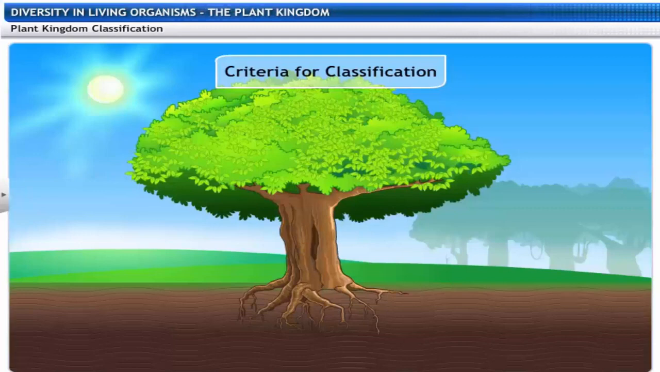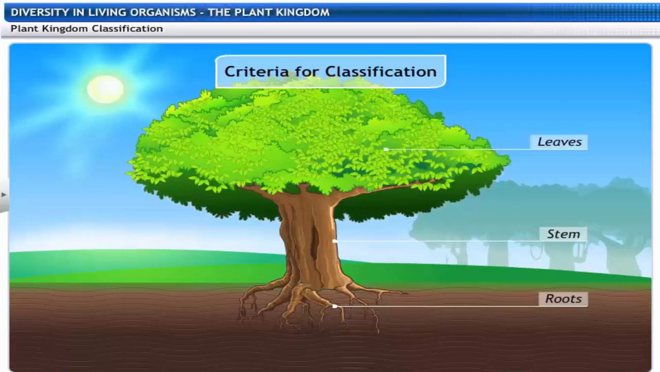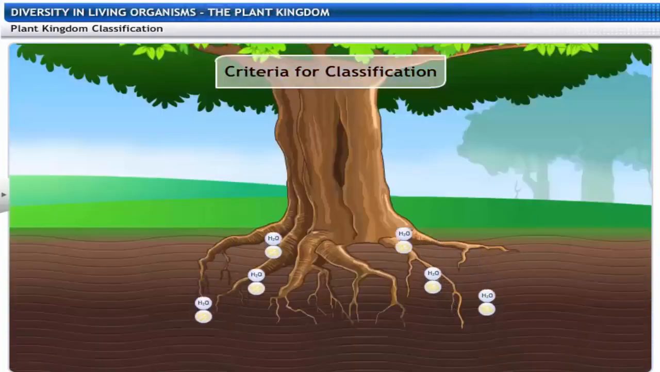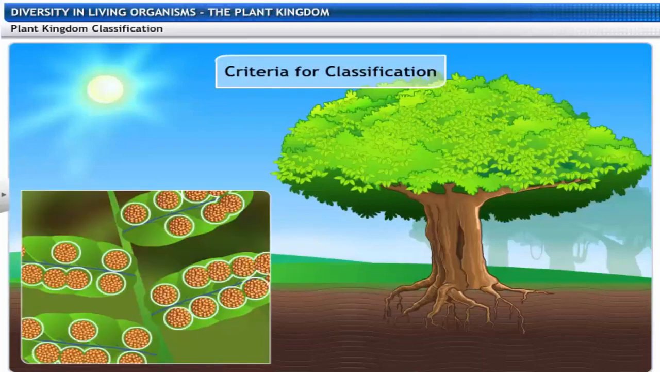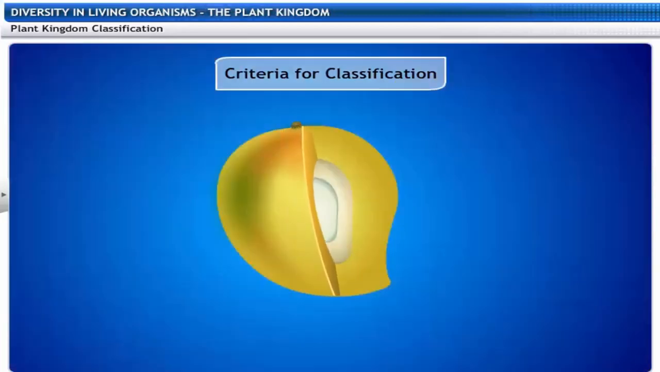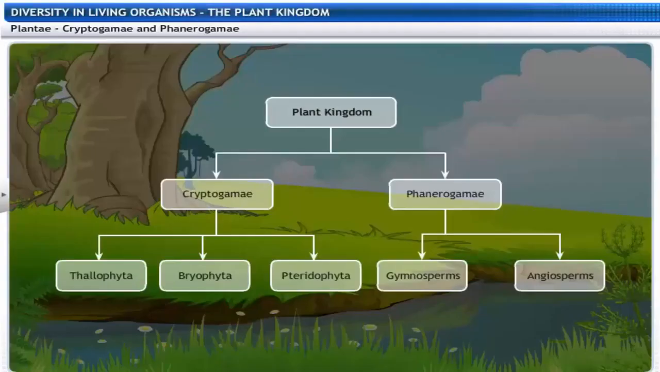1. Does the plant have distinct parts like stem, roots, and leaves? 2. Do these parts have tissues that transport food and water? 3. Does the plant bear naked seeds? 4. Are these seeds enclosed in fruits? Now, let's look at this classification in detail.